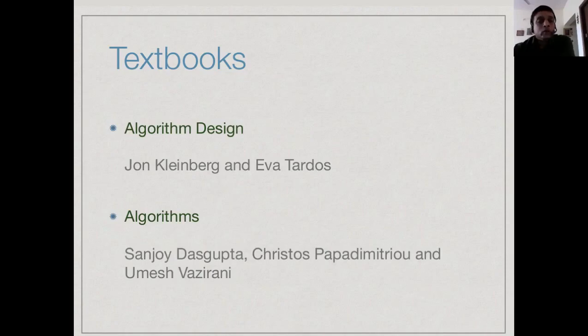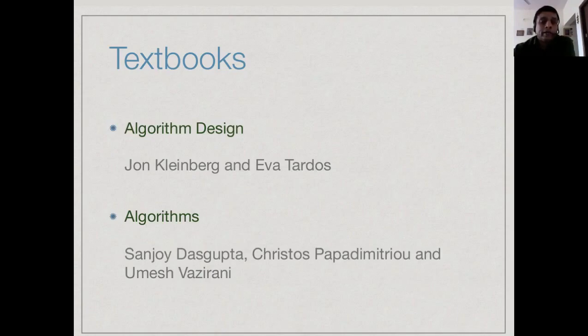We will be following 2 main textbooks, although I will not use the textbooks directly in the course, but if you want to look up some material, you will find them in these 2 books. The first book is called Algorithm Design by Jon Kleinberg and Éva Tardos. And the second book is just called Algorithms by Sanjoy Dasgupta, Christos Papadimitriou, and Umesh Vazirani.